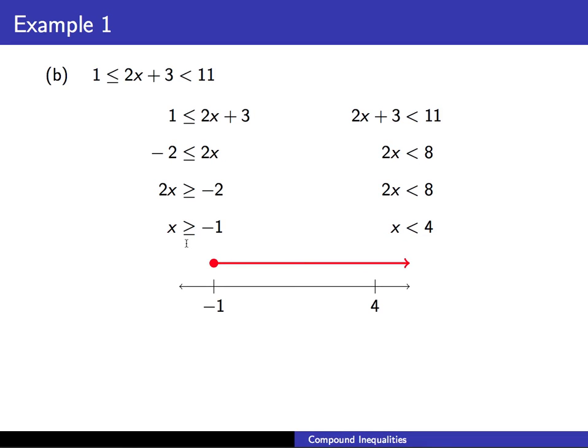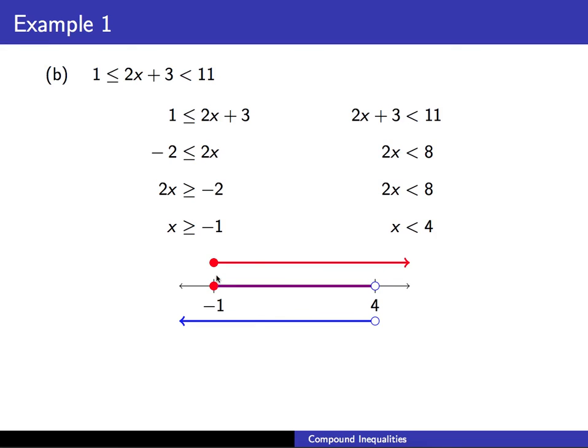So greater than or equal to -1, closed circle and shade to the right. For x is less than 4, open circle and shade to the left at x equals 4. And where they overlap is right here in between. So we got a closed circle at -1, open circle at 4. Any number in between -1 and 4 will make both inequalities true.